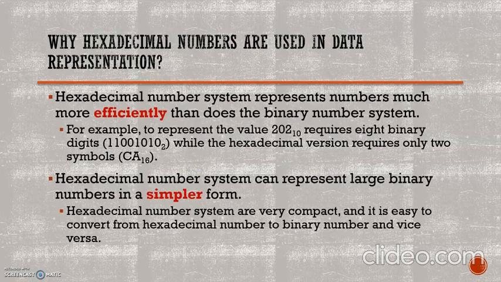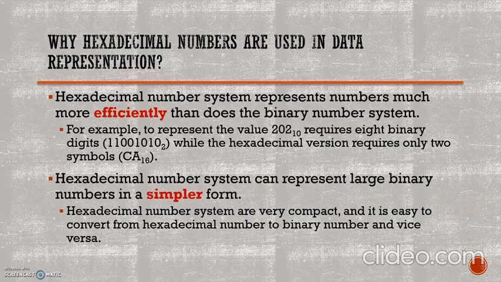And hexadecimal numbers are also used in data representation. We find hexadecimal numbers when representing addresses in internet, for example, IP address. So hexadecimal numbers are used primarily, firstly, because it is more efficient. It can represent more efficiently than the binary number system.